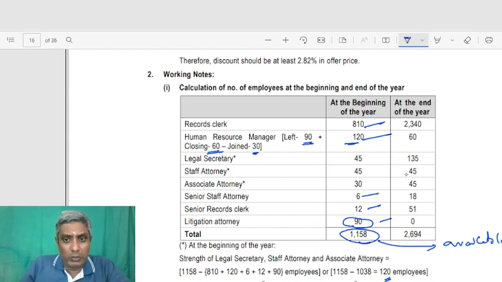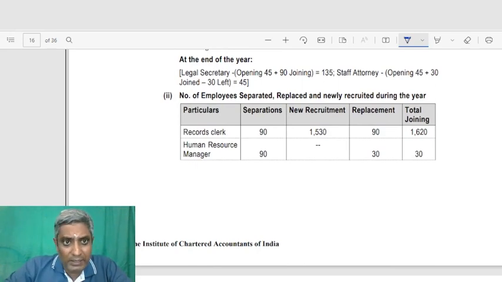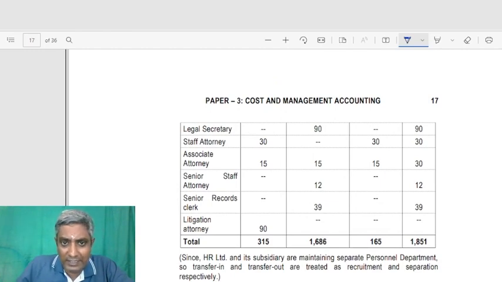Hope it is clear, my dear students. Very good. Now let us move on further. Now at the year end they have found out this: the number of employees separated, replaced and newly recruited. This is what our data, we should provide the data here. Now number of employees separated, records clerk 90 and replacement 90, so 1620. So filling up the remaining columns itself will provide you all the data. 90, 30, 30, and see here legal secretary 90. See, these are all the data.